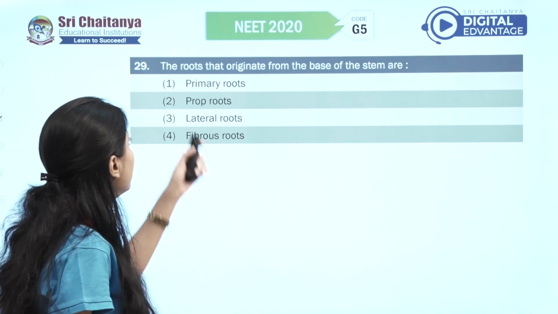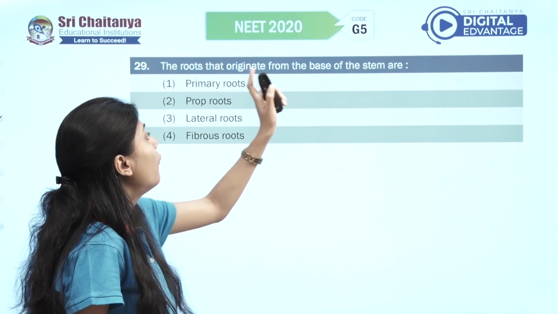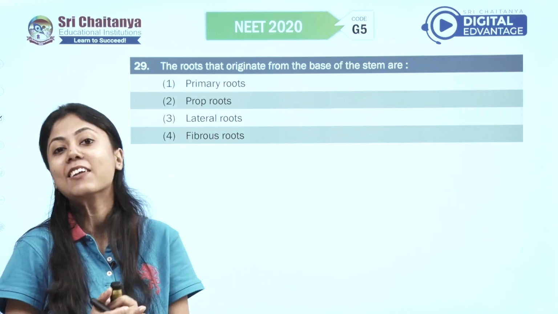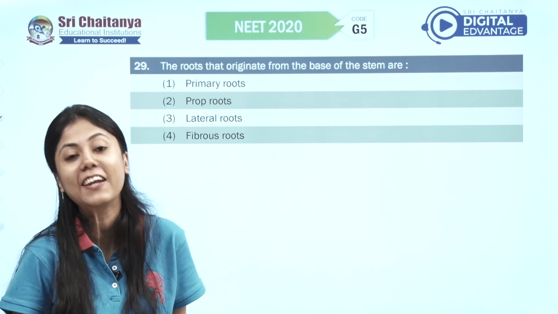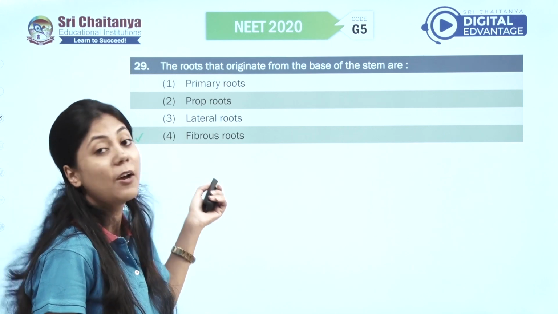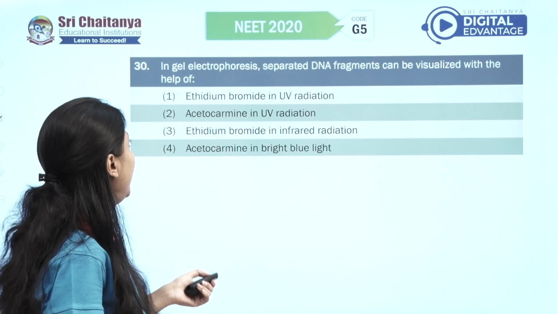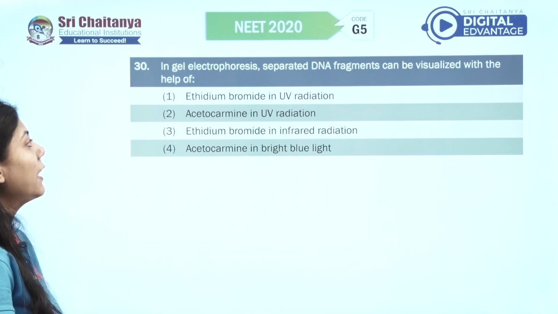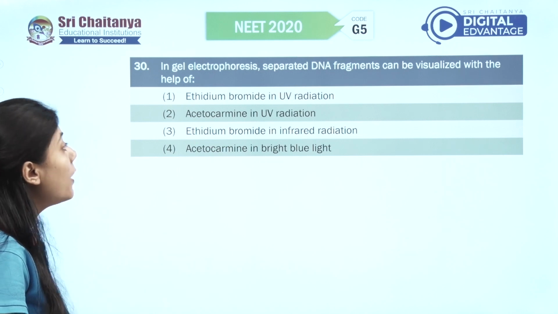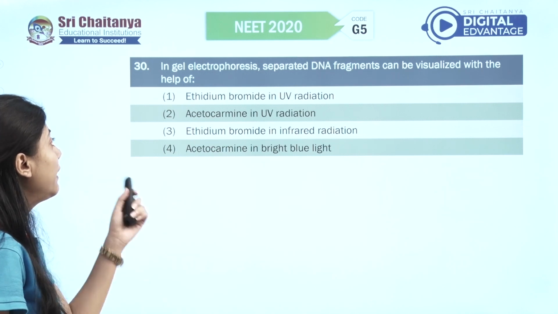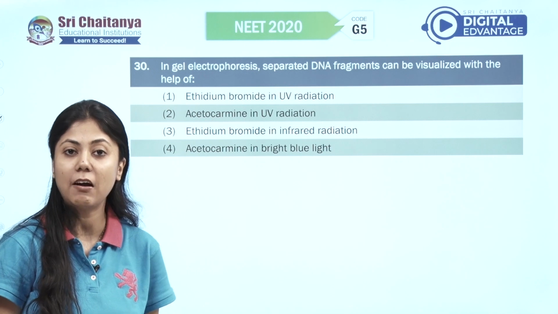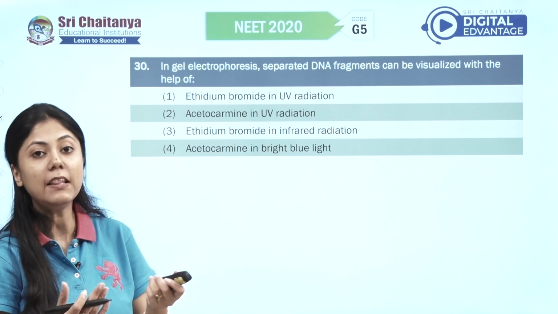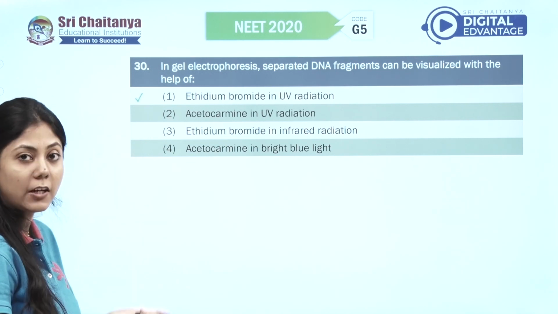Let's move ahead. The roots that originate from the base of the stem are, again, directly taken from the lines of NCERT, and it's again a very, very simple question. The answer is fibrous roots, right? Let's move ahead. Now the question here is, in gel electrophoresis, separated DNA fragments can be visualized with the help of, again directly taken from the NCERT, you know it very well, ethidium bromide in UV radiation. So that is the correct option.